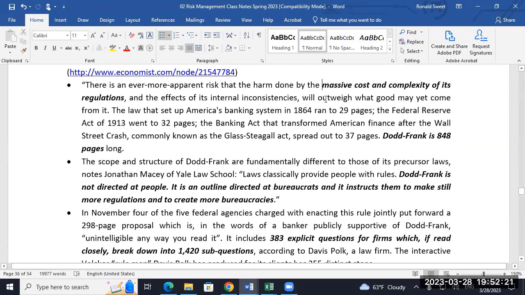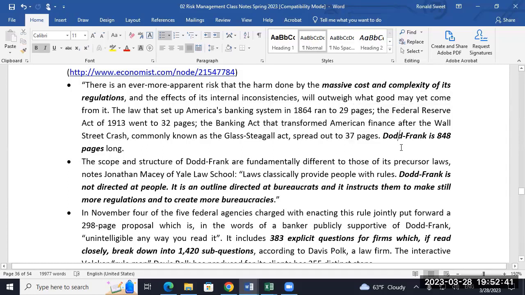So it's going to cost a lot of money. It's going to have problems with it, inconsistencies. The American Banking System Act was 29 pages. The Federal Reserve Act was 32 pages. The Banking Act, the Glass-Steagall Act, was 37 pages.